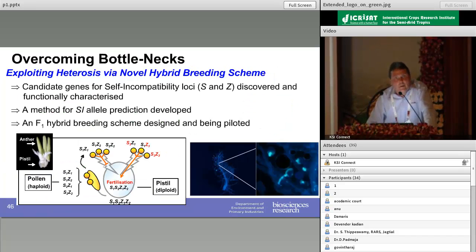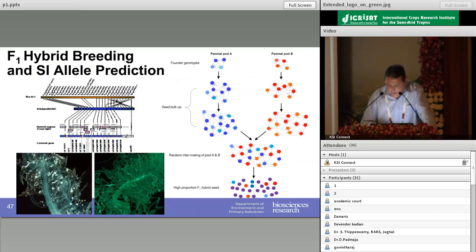About developing hybrid varieties in perennial ryegrass, the self-incompatibility system is based on 2 loci, S and Z. So we've now been able to do map-based cloning of the genes underpinning both of those loci, from a male and a female partner perspective, developing a method for self-incompatibility allele prediction, and thus also setting the basis for a commercial F1 hybrid breeding scheme, through bottlenecking of germplasm pools and further genotypes.